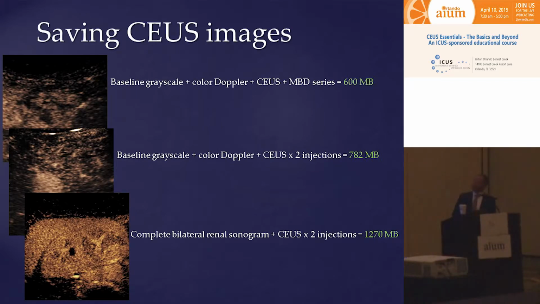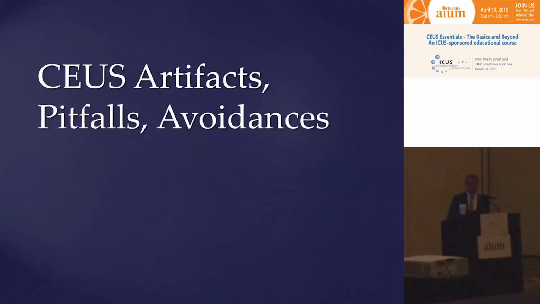Liver exam, grayscale, color Doppler, 1 contrast-enhanced ultrasound injection, and then a microbubble destruction sequence will produce 600 megabytes. 2 injections of contrast-enhanced ultrasound, 780, and then if you do more and if you prolong your cines, you can end up with 1 gigabyte of data. But again, MRI can produce close to 500 megabytes of data as well. So if your PACS administration complains too much, send them back to MRI, and they'll stop almost immediately after that.